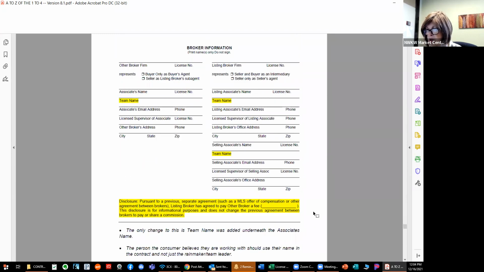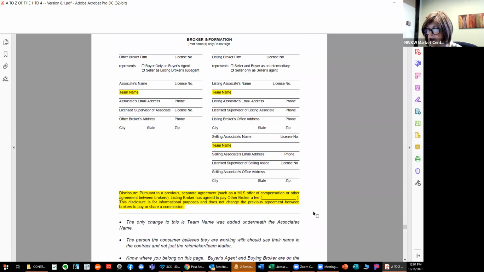Okay, let's see. Next, we have broker information. This is important too. As you may or may not know, July 1st this year, we got a new license number. And I need to change this and add that license number so that you have that.